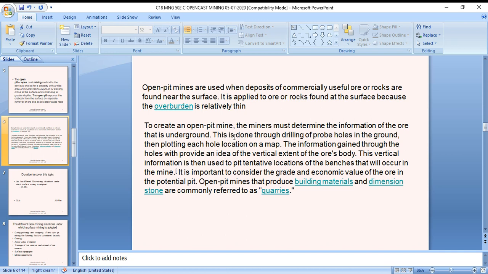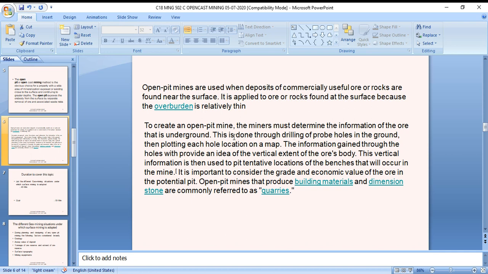It is applied to ore or rock found at the surface because the ore body is relatively thin, mostly below the crust, what you call waste. Sometimes nowadays it is also used for sand preparation or other things. To create an open pit mine, the mining engineers must determine the formation of the ore that is still underneath. Otherwise, how do we approach it, in what dimension, whether going vertically to depth is more important, or width wise, or length wise? You must know before the open pit mine.